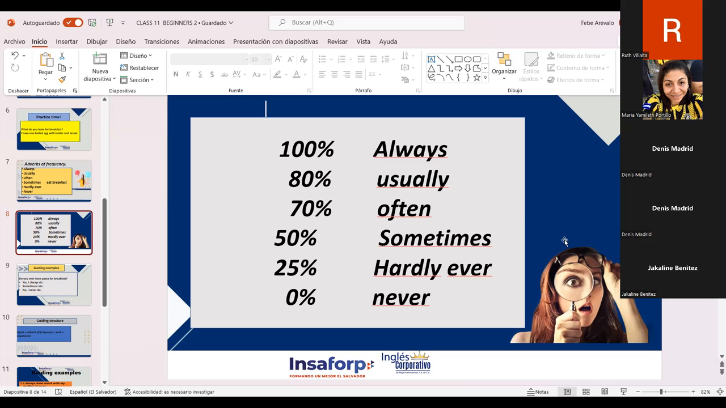So let's go to the next one. Vamos con el siguiente. ¿Tengo otro volunteer? No? Okay, let's choose. Let me have Ruth Vialta, please. Hundred percent always. 80% usually. 70% often. 50% sometimes. 25% hardly ever. 0% never. Excellent. Thank you.